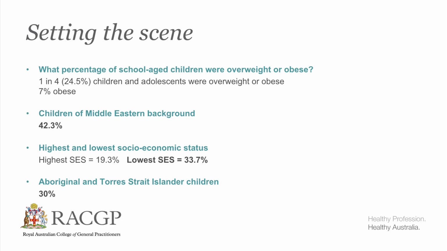How does prevalence compare in different socioeconomic groups? Comparing the highest and lowest socioeconomic groups, the highest socioeconomic status group was found to have a prevalence of only 19.3% compared to the lowest quintiles, which had a percentage of about 33.7%. And for the Aboriginal and Torres Strait Islander children? The rates of childhood overweight and obesity amongst Aboriginal and Torres Strait Islander children is around 30%.